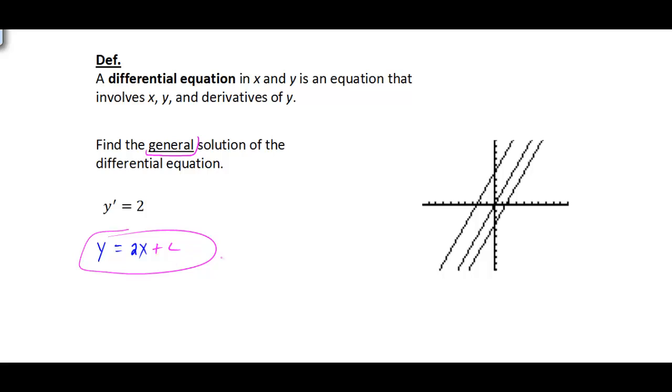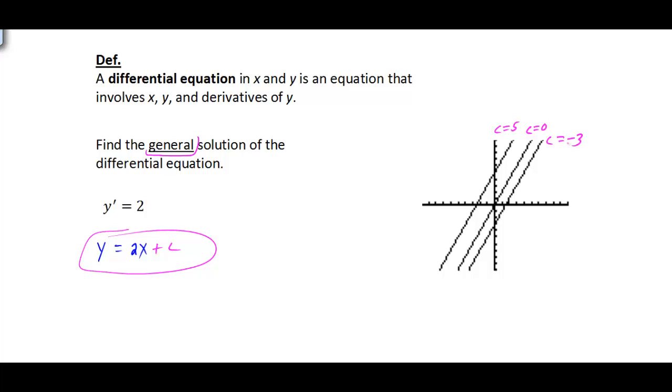Now that means that c could take on any value because it says we're looking for a general solution. And over here at the right, I have given you 3 graphs of y equals 2x plus c where we looked at 3 different c values. The first one here is when c is equal to 5. The second one goes through the origin, so this is where c is equal to 0. And the last one, we have c equal to negative 3.